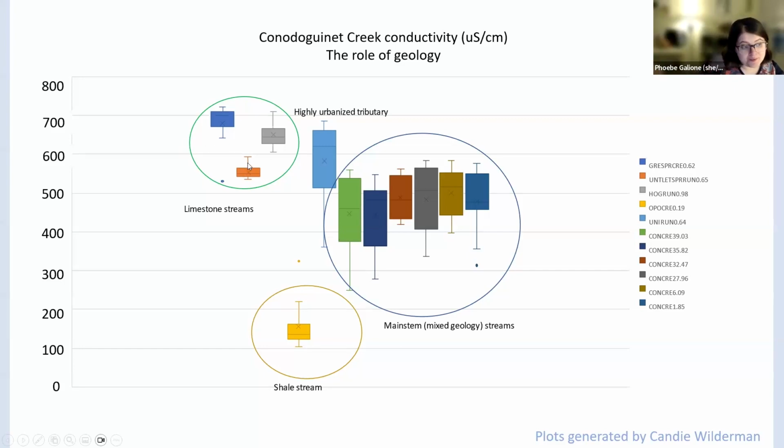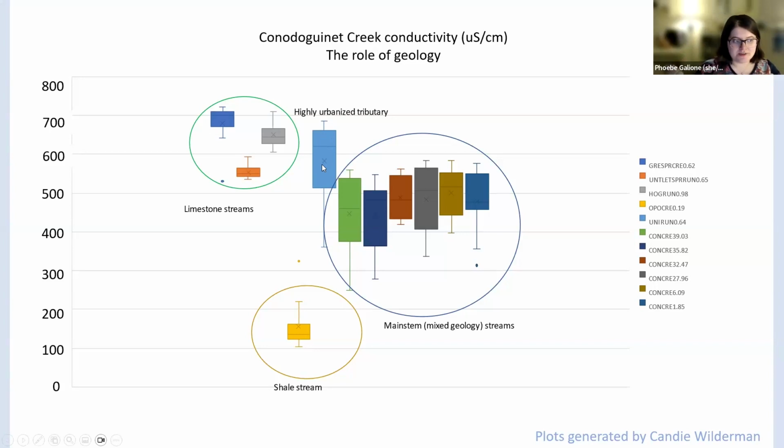And because they are groundwater fed, you aren't seeing a lot of variation. So all the things we just talked about are being exemplified in how high the conductivity is, as well as the lack of variation. Whereas if we move to some of our mainstream or mixed geology streams, we're starting to see the variation that's associated with our non-limestone. The data varies a lot more, and it's not as high because it's not just limestone fed. The one exception, however, is this highly urbanized tributary, which falls in the middle here.